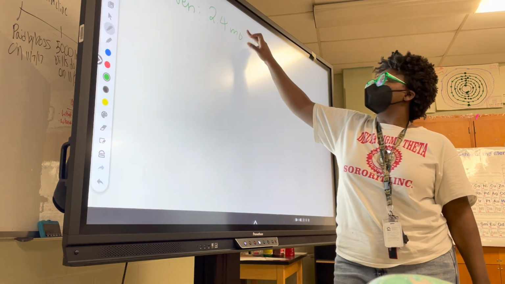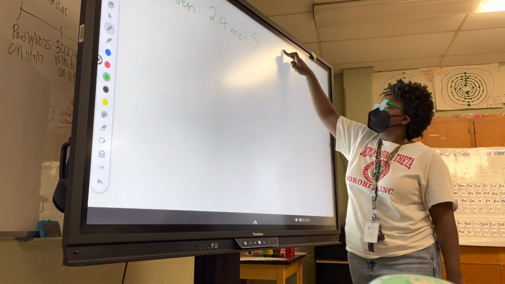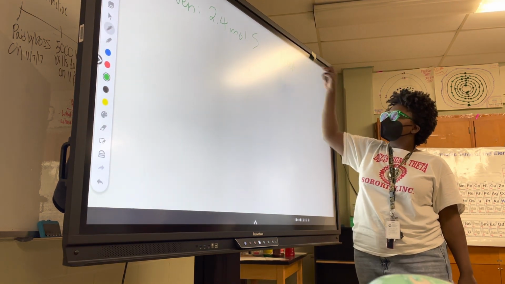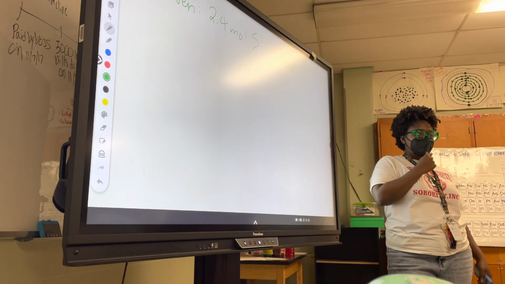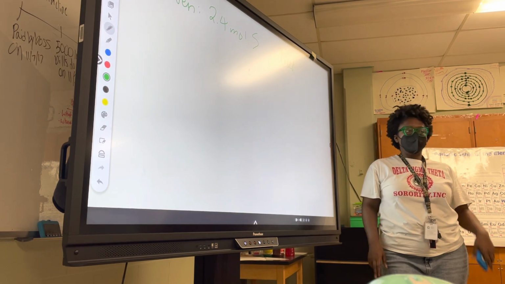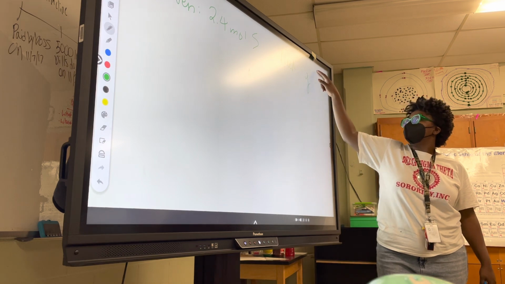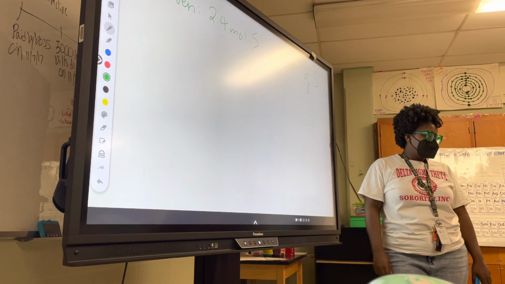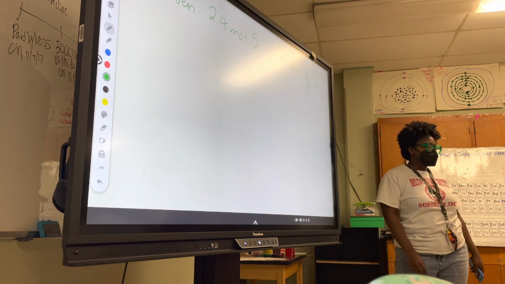2.4 moles of sulfur. What is my need? What am I looking for? Grams. Grams of sulfur.